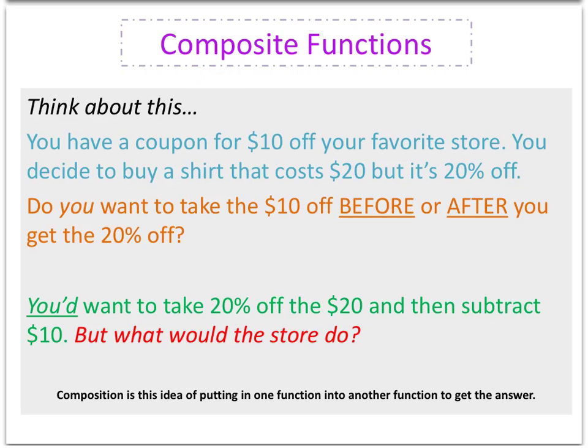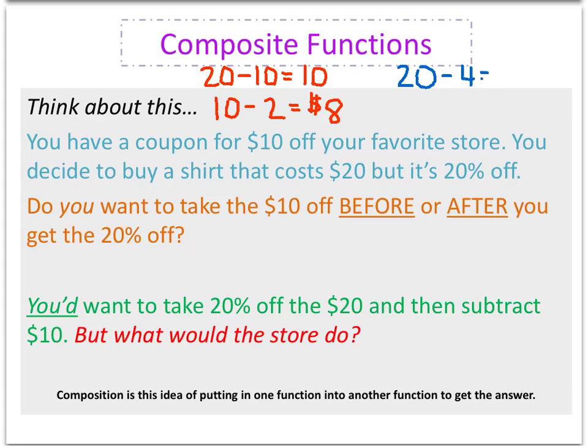We can do $20 minus the $10, which will leave me with 10, and then we can do the 20% off. Well, 20% of 10 is 2. So that leaves me with paying $8. Now if we do it the other way around, so let's take 20% off first. Well, 20% of 20 is 4. And then let's take off the coupon. I'm going to end up paying $6. So obviously you would want to go this route because $6 is less than 8.